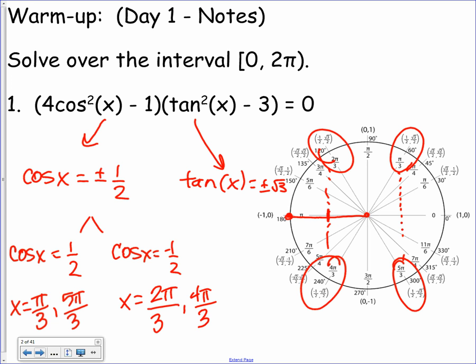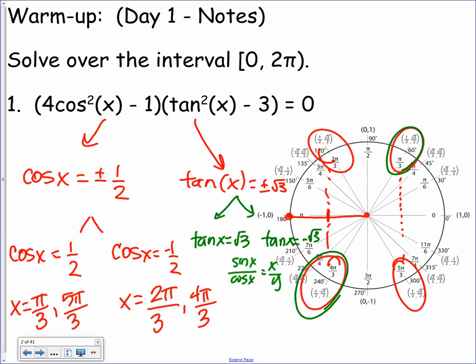All right, great. So now I'm with tangent, and tangent's the other thing I've got to deal with. I'm really looking for where tangent of x equals root 3, and where tangent of x equals negative root 3. Now remember, tangent is sine over cosine, or y values over x values. So I want to have a square root of 3 left, which means I'm actually in the same place I was before. At pi over 3 and 4 pi over 3, I get the positive case. So whoops, this one down here would be x equals pi over 3 and 5 pi over 3.